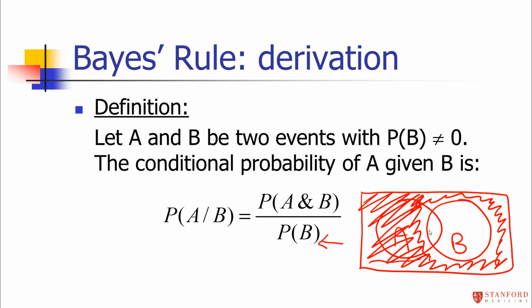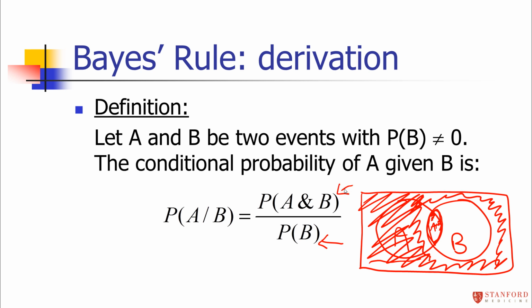Once you're in B, and you know you're in B for sure, what's the probability of A? Well, that's just the joint probability of A and B. So that's this probability here. That's the joint probability of A and B. Once I know that I'm in B, then the only probability of A is I have to be in this space. That's the joint probability of A and B. So that's the numerator here.